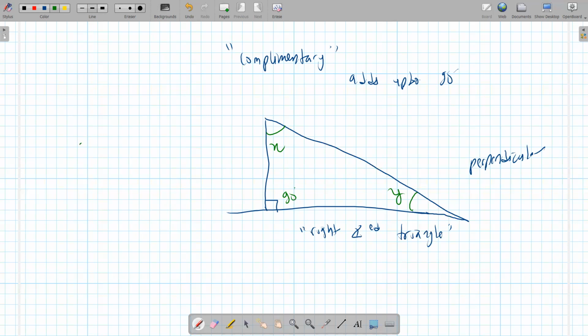I can make an equation out of this. X plus Y plus 90 equals what? These are all three angles in a triangle, so 180. Right? So if you want to just solve for X plus Y, what do we need to do?